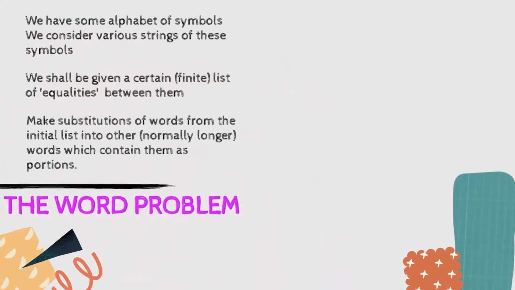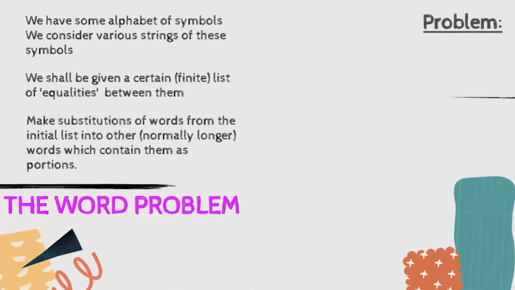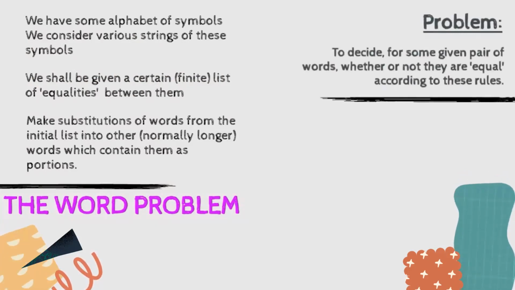This is done by making substitutions of words from our initial list into other, normally longer, words which contain them as portions. Each such portion may be replaced by another portion that is deemed to be equal to it according to the list. The problem is then to decide for some given pair of words whether or not they are equal according to these rules.